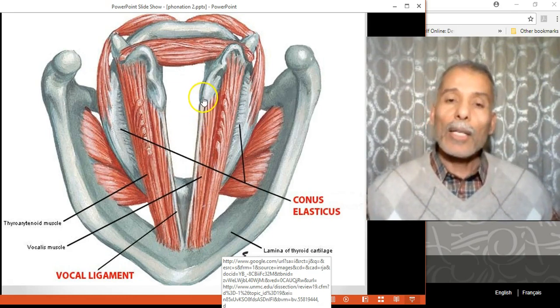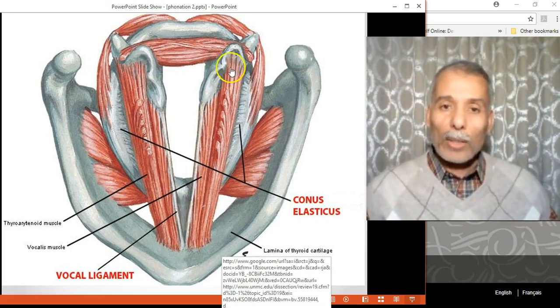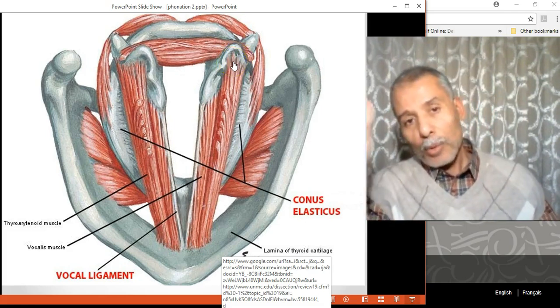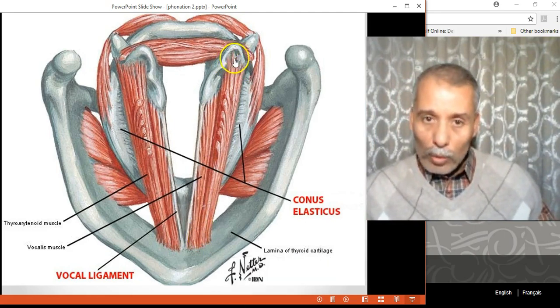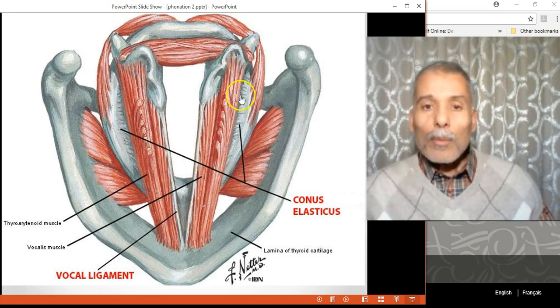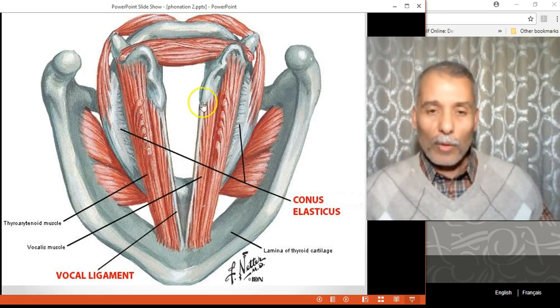The arytenoid has two places called processes. One is called the muscular process. That muscular process is the anterior side, where one part of the vocal fold attaches. This is the muscular process. And then the other side is the vocal process, this frontal part of the arytenoid. So this is the vocal process.